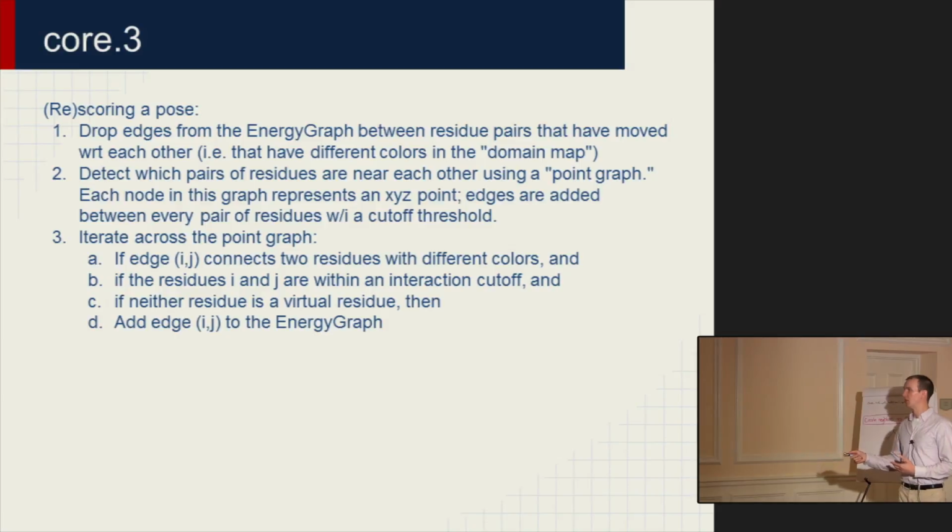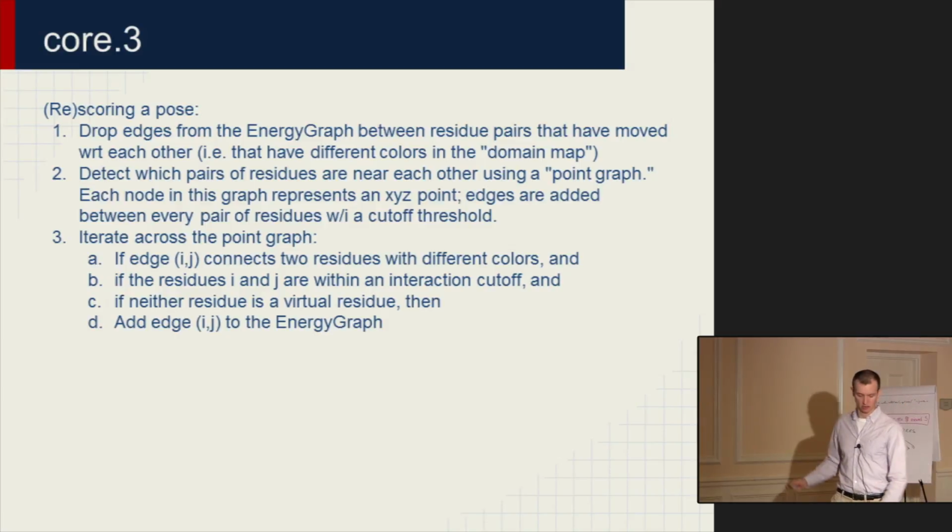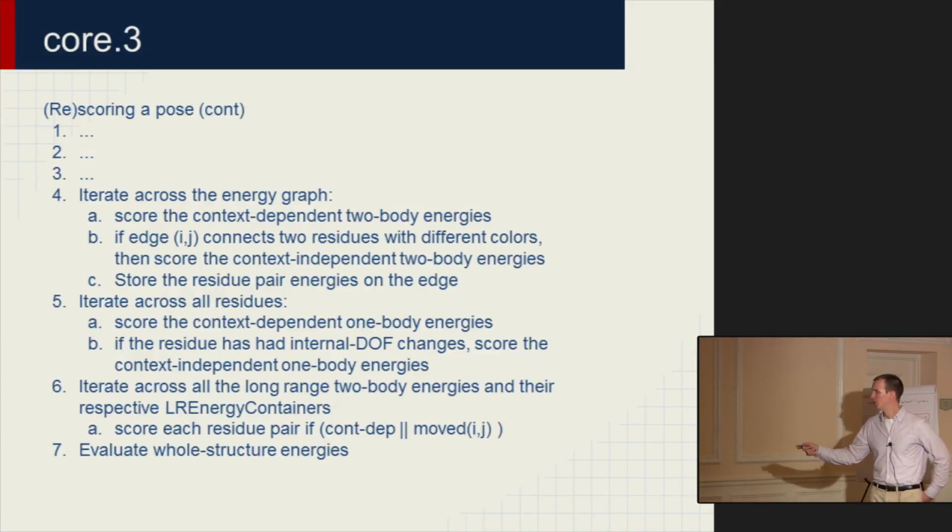You go and do neighbor detection using the maximum distance threshold from the short-range two-body energies. So if you have 5 different short-range two-body energies, and the longest reaching of them has a cutoff of 7 angstroms, then that's the cutoff you use to do your neighbor detection. And then you iterate across this point graph and add new edges to the energy graph, also using the coloring represented in the domain map as input. All right, so steps 1, 2, and 3 we just covered.